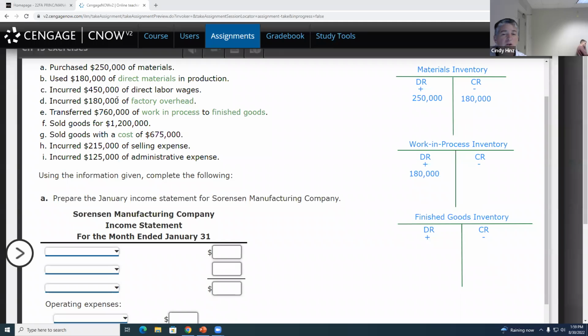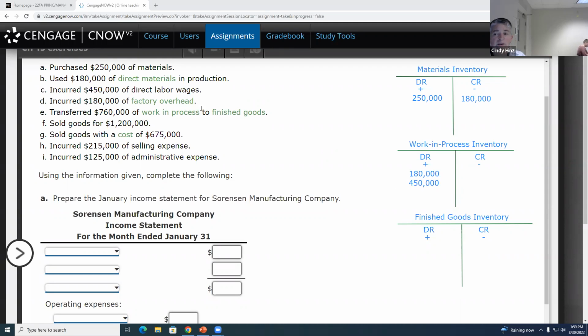Letter C says we incurred $450,000 of direct labor wages. As we saw in that flow chart, direct labor is added directly to work in process. What's the other side of this? Wages payable, payroll payable, something like that.